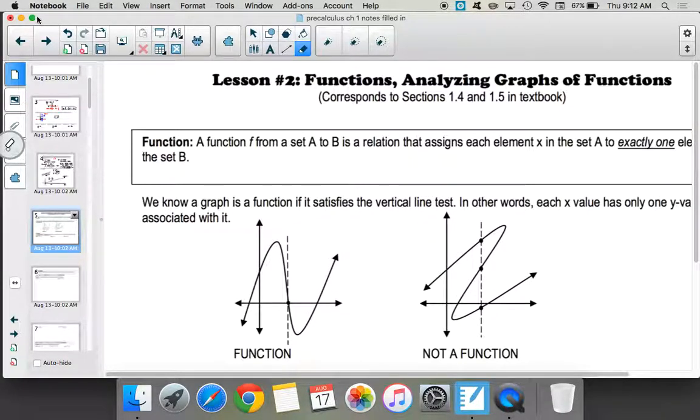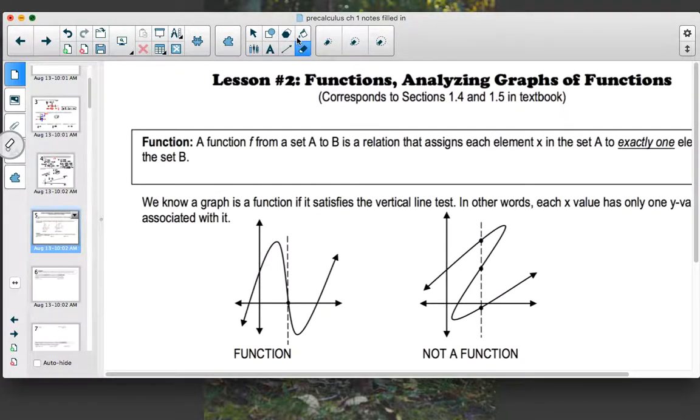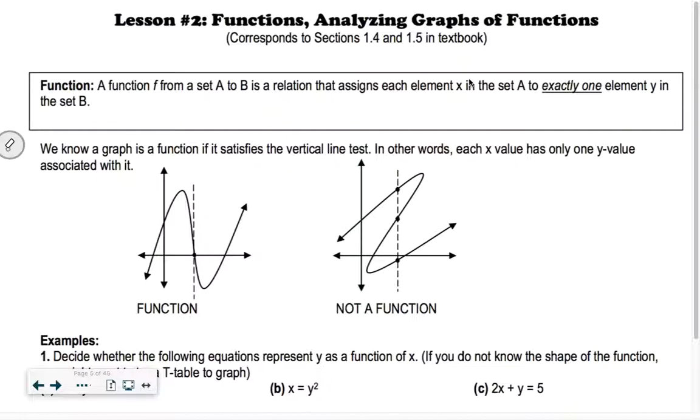Today's lesson is on functions and analyzing graphs of functions. The formal definition of a function, which you probably don't know, is that a function f from set A to B is a relation that assigns each element x from the set A to exactly one element y in the set B.